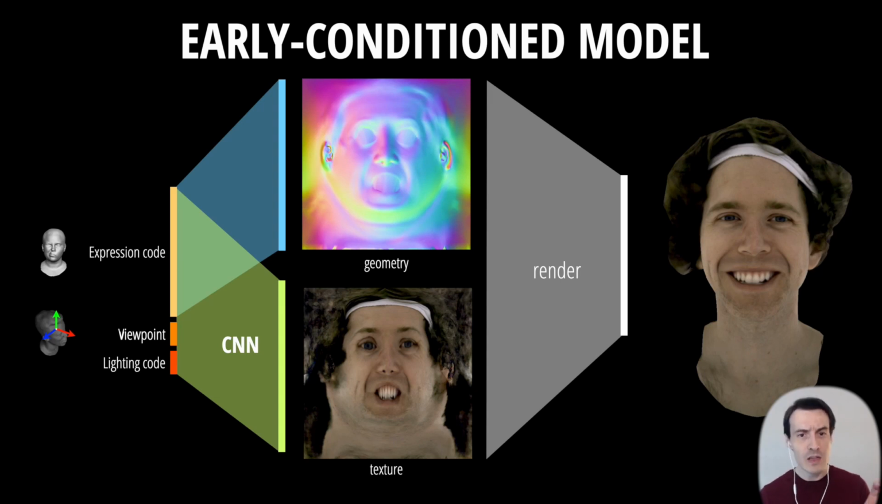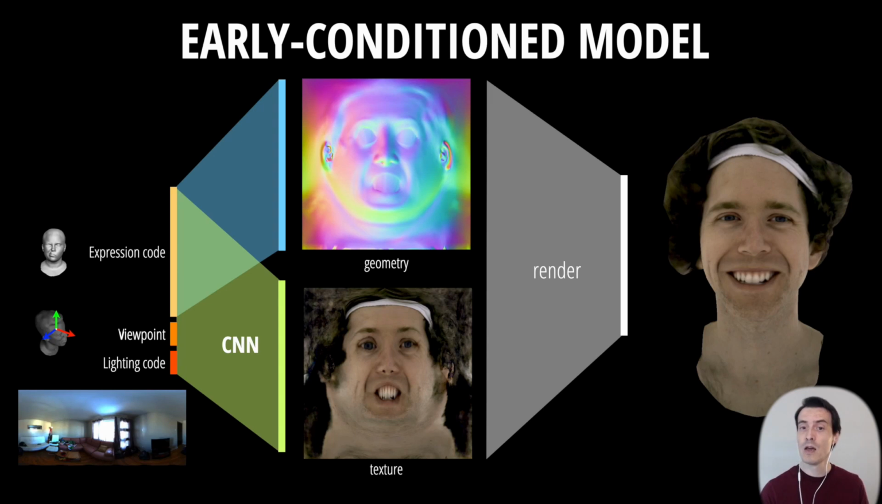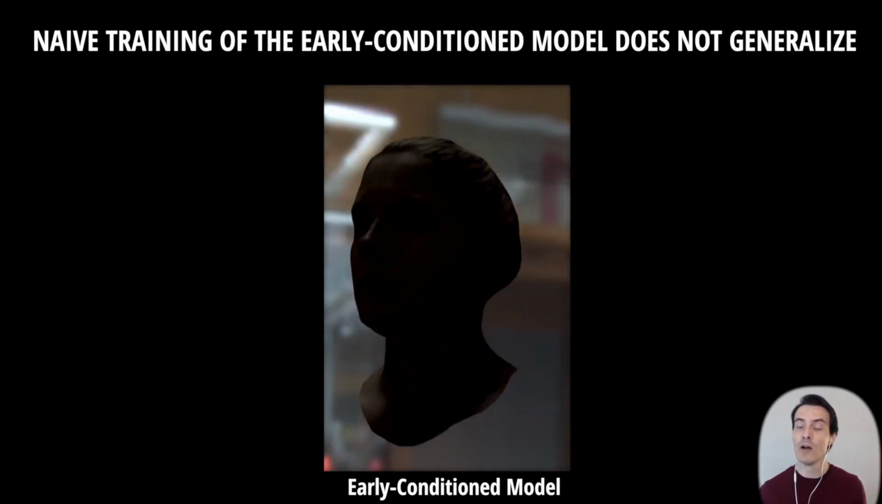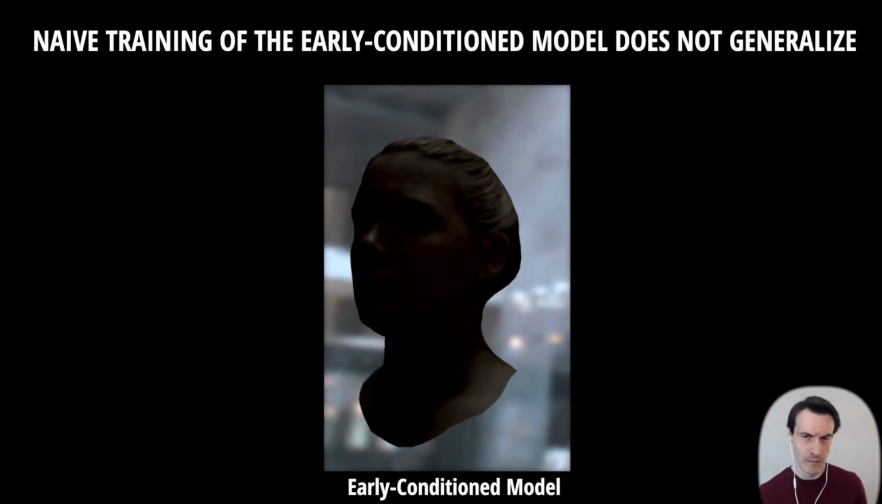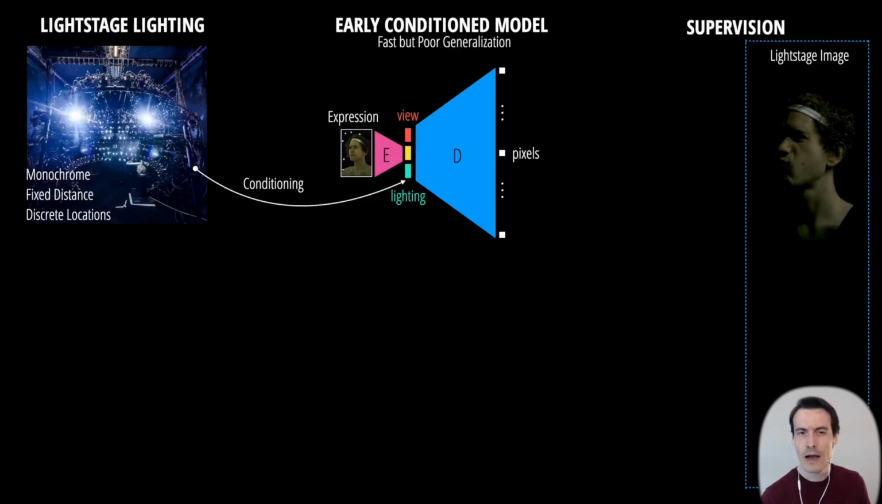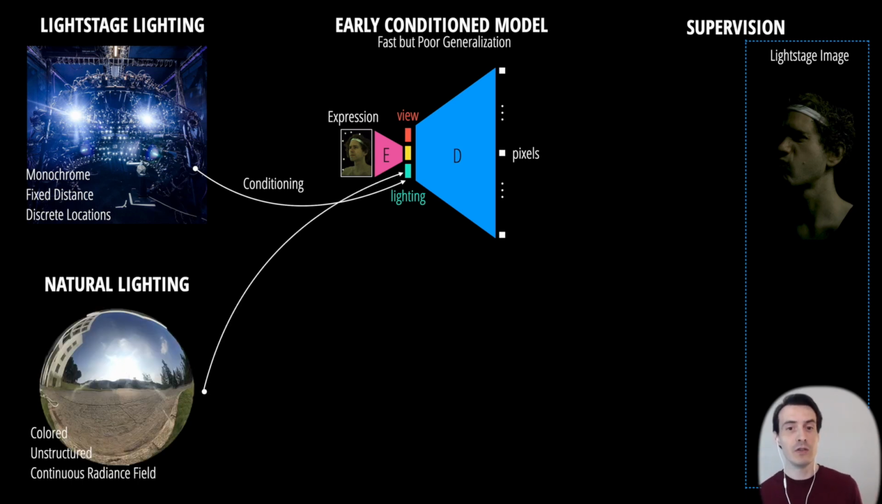Now, if we train this model on the light stage data and try to run it on real environments, it doesn't work. It just looks very bad, right? So what's going wrong here? Now, if we look at the training error for this model, it's actually not bad. The problem is the architecture is not generalizing. We've trained only on light stage data, which is monochrome, has one light turned on at a time, has these discrete locations, but we're testing on natural illuminations, which have color and continuous radiance, right?